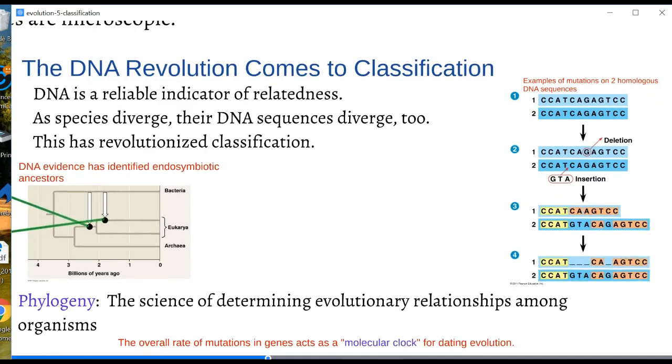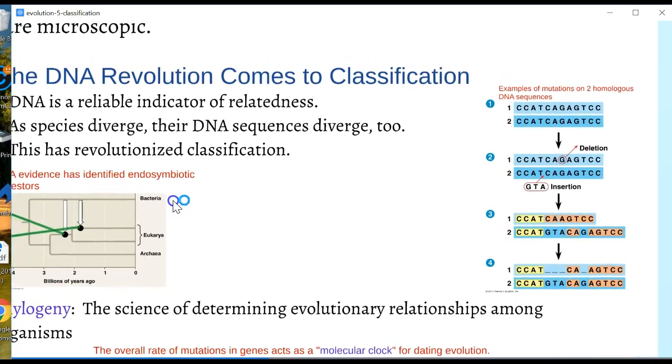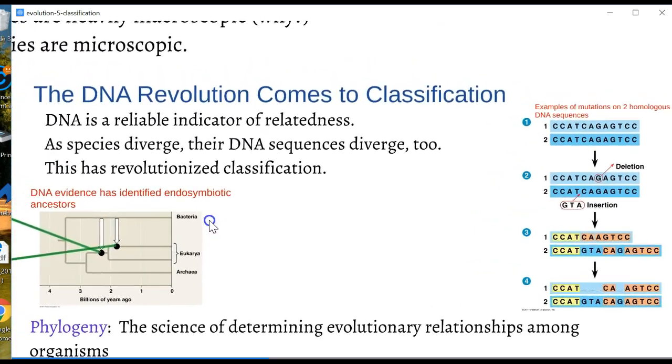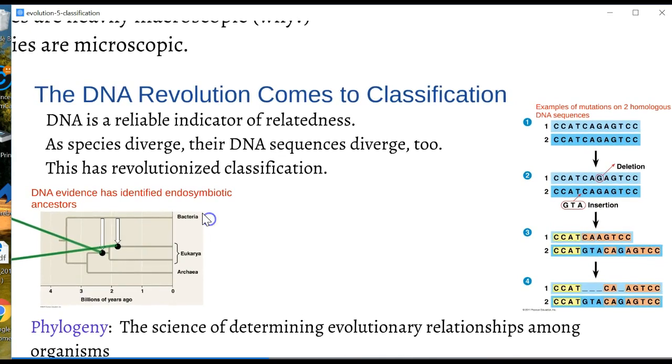And so that is one of the problems with the kind of old school way of classifying organisms. So whenever we discovered DNA and started to organize creatures based on their DNA, it really helped understand relatedness among organisms. It is a reliable indicator of relatedness because as species diverge from one another, their DNA sequences diverge as well. And so this has revolutionized classification.